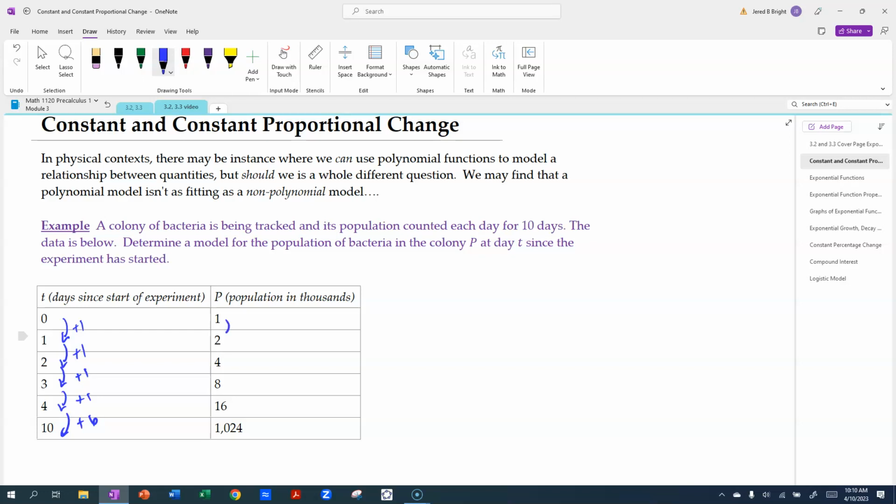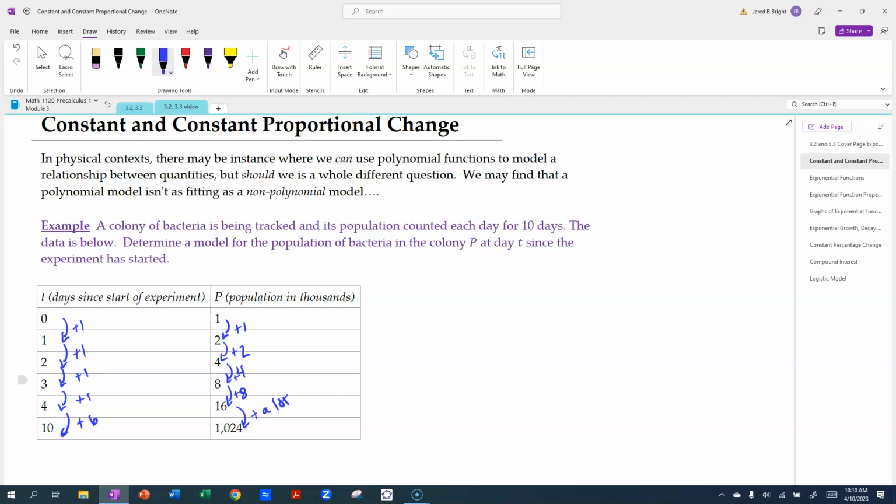Then as we go from here, we see the population increases by 1,000. Population is in thousands. And then 2,000, and then 4,000, and then 8,000, and then a lot. We can figure out the math later, 10,008.